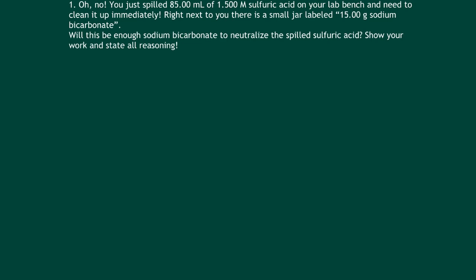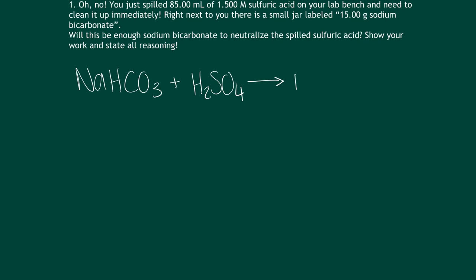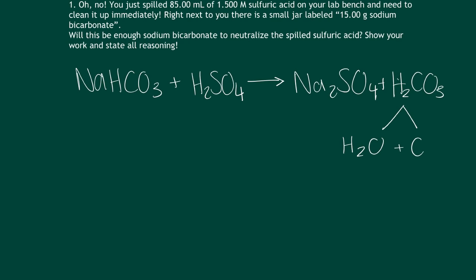The first step to this problem is writing the reaction that is occurring. We have sodium bicarbonate reacting with the spilled sulfuric acid to neutralize it. This forms sodium sulfate and carbonic acid. But remember that the carbonic acid will further form water and carbon dioxide. Now that we have all of our reactants and products, don't forget to balance the equation.